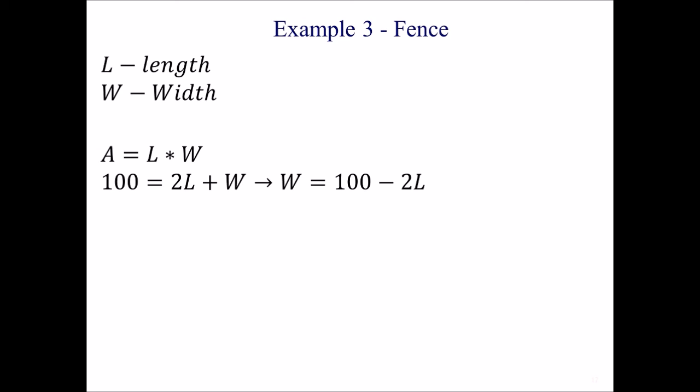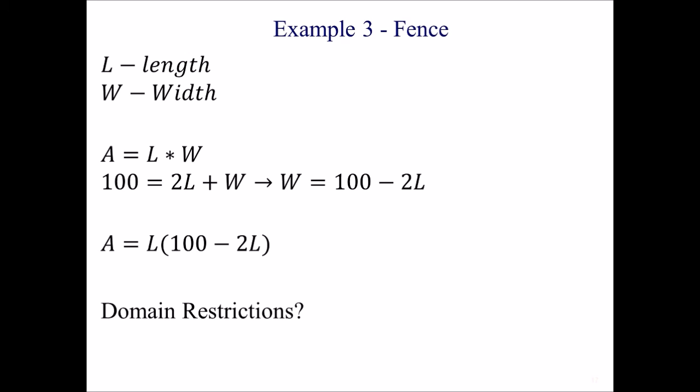This equation is equivalent to the expression width is 100 minus 2L, by subtracting 2L from both sides. Plugging W equals 100 minus 2L into the area equation leads to L times 100 minus 2L. This is the function we want to maximize. Next, we ask ourselves, are there any domain restrictions? As before, the length cannot be negative, so there is a minimum length of 0. Maximum length here is 50. Anything greater than 50, and you don't have enough fencing.